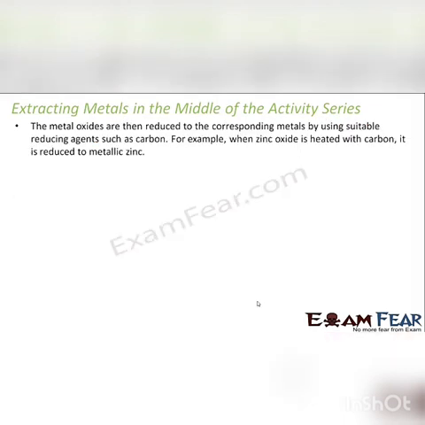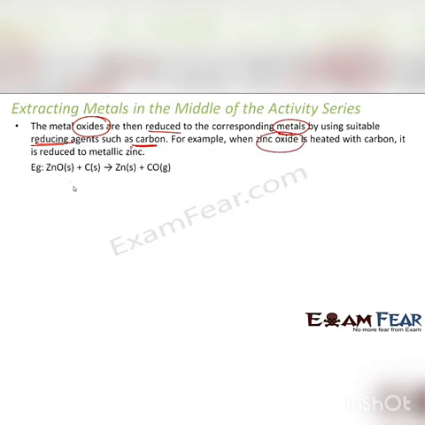Now once I have the oxide form, it can be reduced to the corresponding metals by using a reducing agent. And one example of a reducing agent is carbon, right? Because when zinc oxide is heated with carbon, it gives zinc. And carbon is very cheap, right? So you heat zinc oxide or any metal oxide with a reducing agent like carbon, you get carbon monoxide and zinc. But we can't use carbon everywhere.